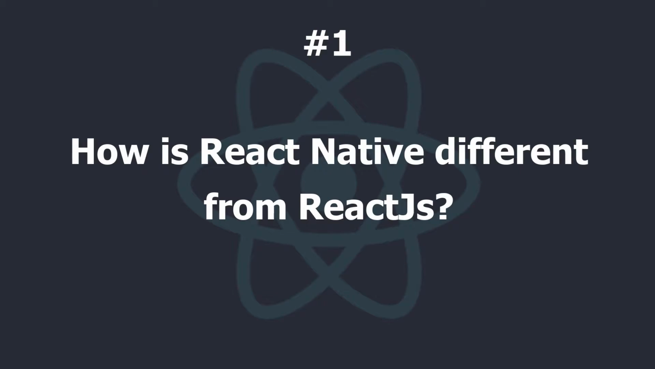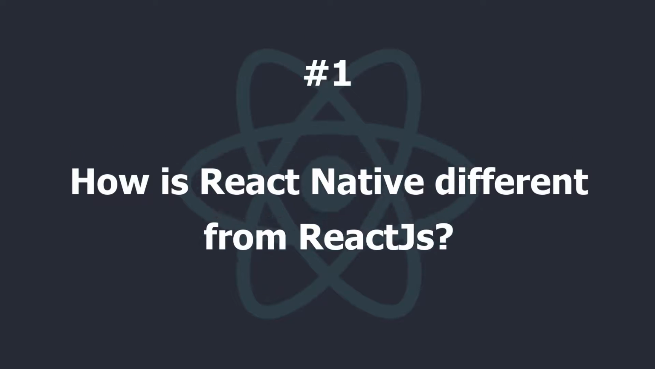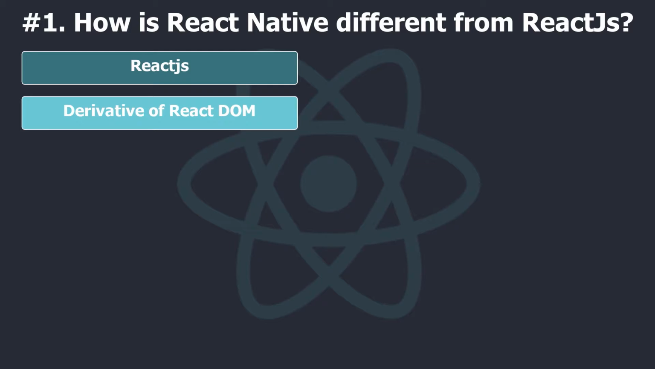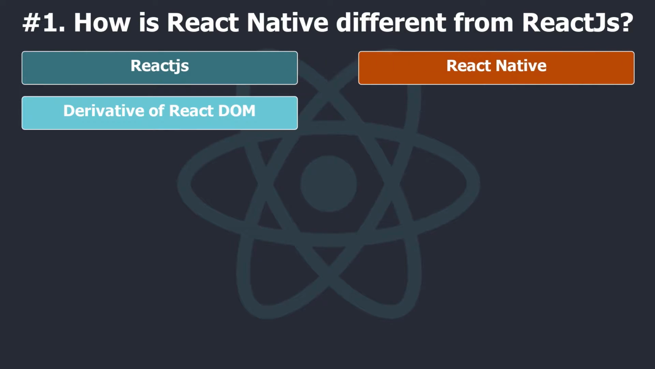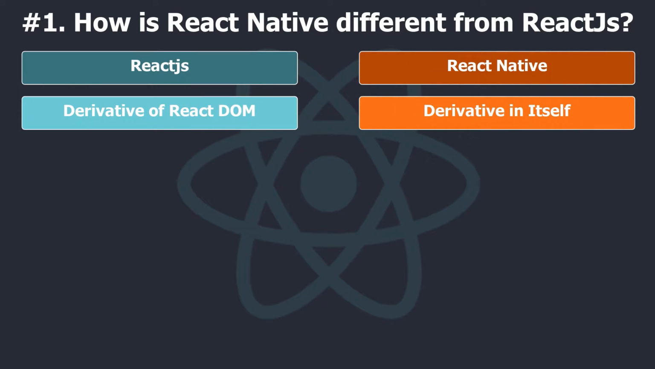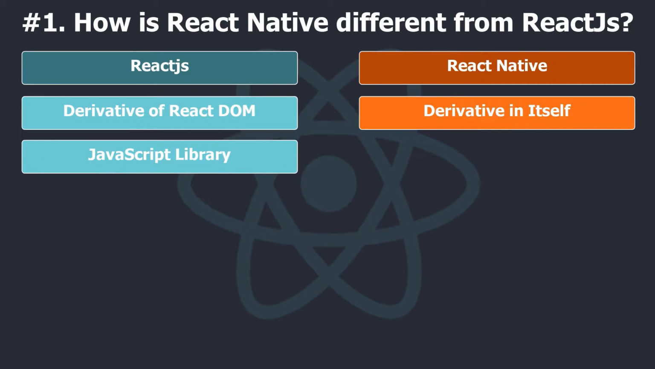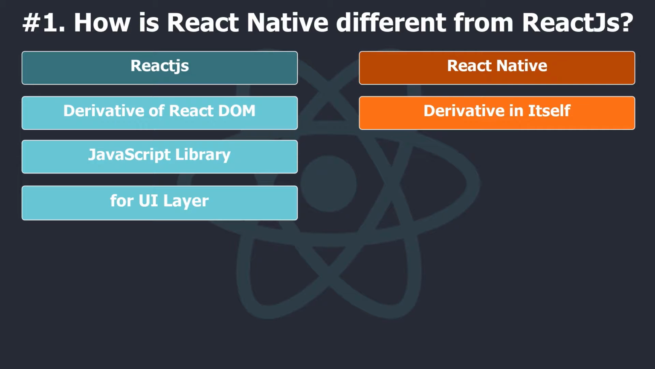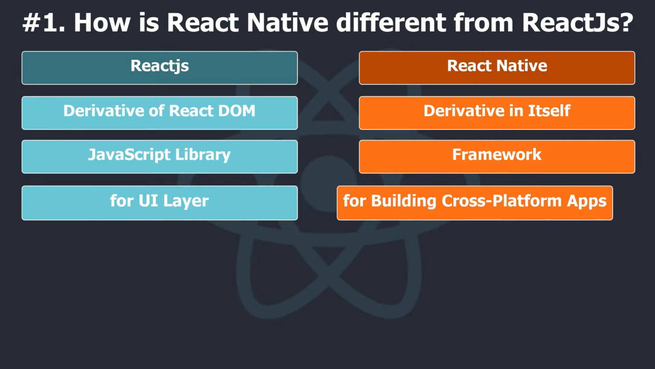How is React Native different from React.js? React.js can be described as a base derivative of React DOM for the web platform, while React Native is a base derivative in itself, which means that the syntax and workflow remain the same, but components alter. React.js eventually is a JavaScript library which enables the programmer to create an engaging and high-performing UI layer, while React Native is an entire framework for building cross-platform apps, be it web, iOS, or Android.